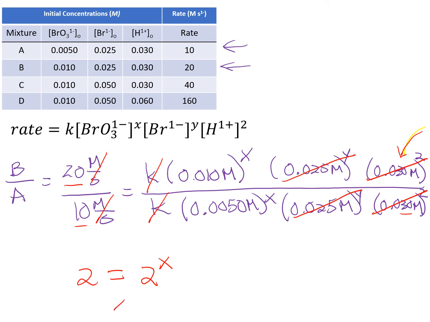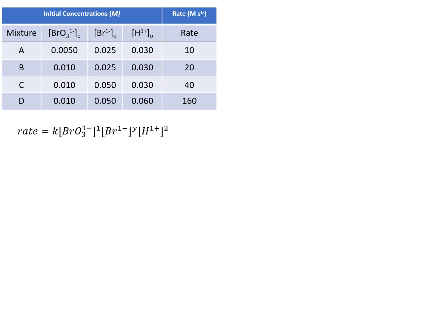So X is 1 because 2 raised to the first power is 2. So my order of reaction with respect to the bromate ion is 1. It's first order. So at this point, we know X and Y. No, we don't. We know X for the bromate, and we know Z for the hydrogen. So let's work on our bromide. We know bromate and we know hydrogen. We have to figure out the bromide.